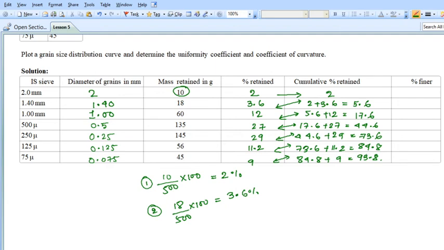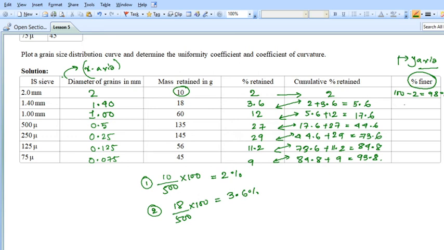Once we get these values, we need to find out the percentage finer, because in the graph the percentage finer will be plotted in the y-axis, in the arithmetic scale, and this will be plotted against the diameter of the size, or we can say the sieve size, in the x-axis, right? So this has to be found out. So we subtract 2 from 100, which will obtain as 98%. Next 100 minus all these values we will do.